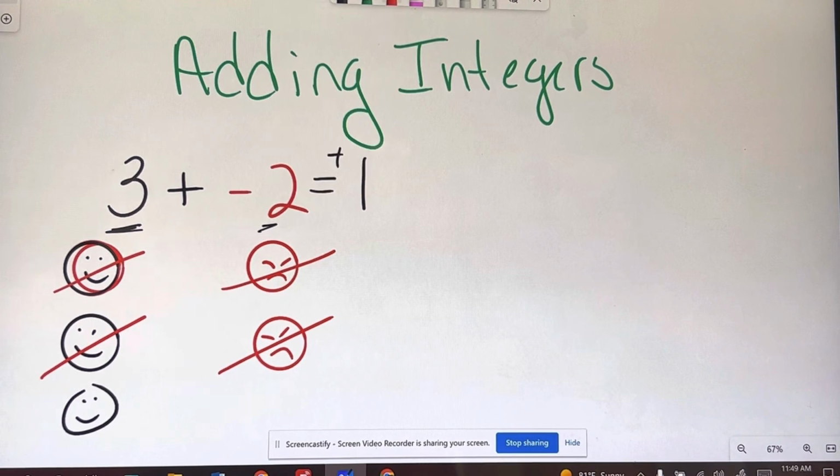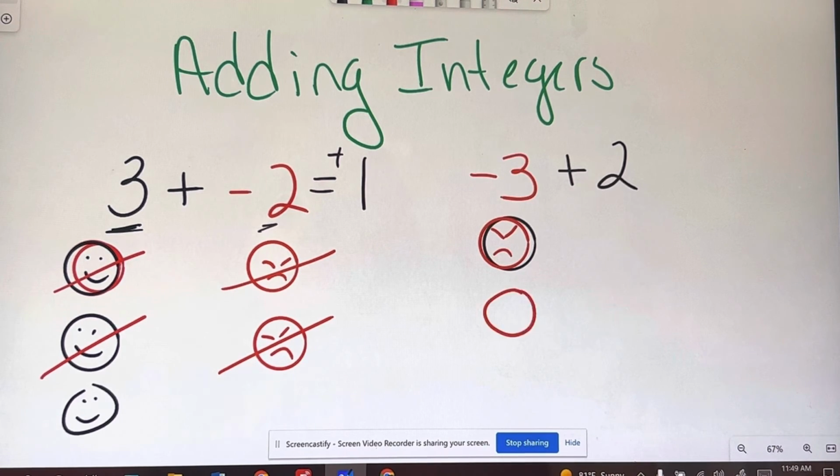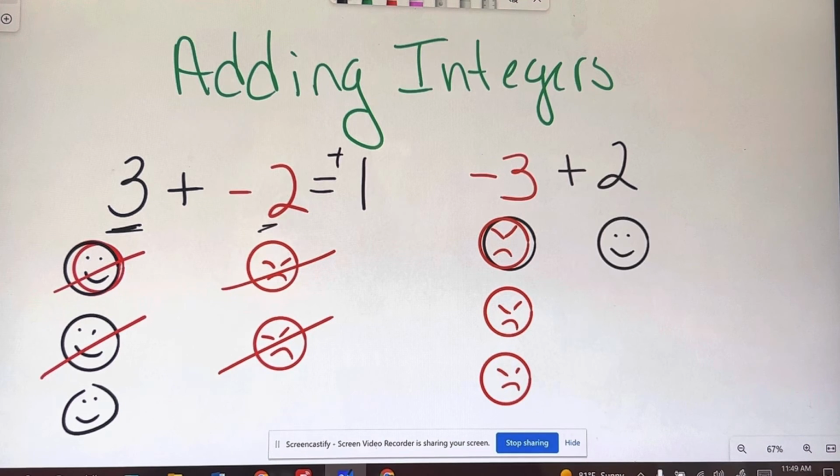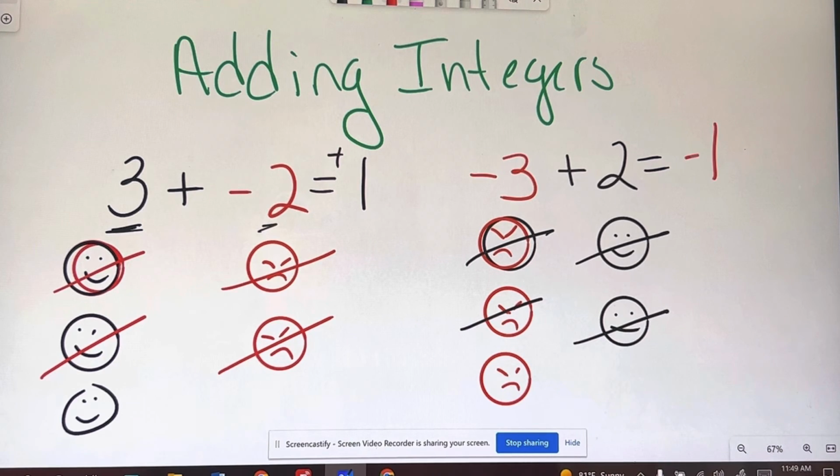We could also look at if we have -3, and we're going to add that to a +2. In this case, I have 3 bad guys, and I have 2 good guys. They're happy. Again, they meet each other, they fight. This bad guy takes out a good guy. This bad guy takes out a good guy. You're left with 1 bad guy.